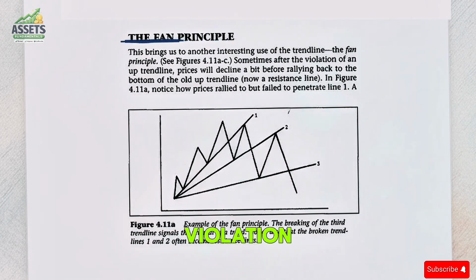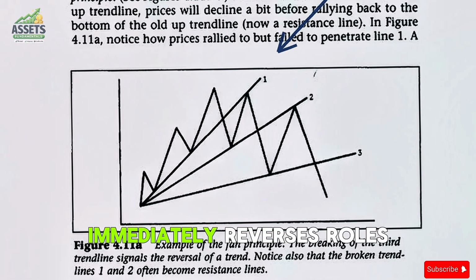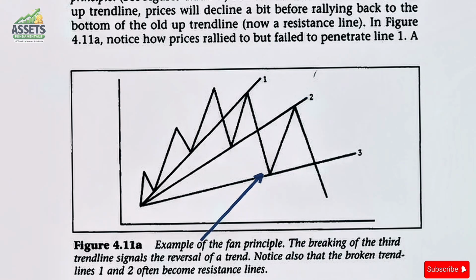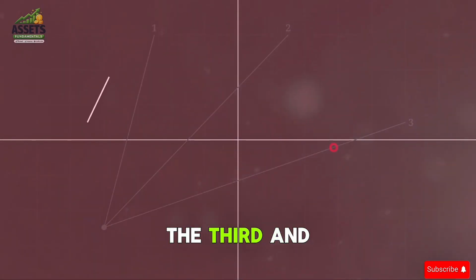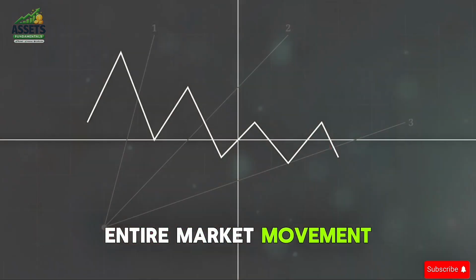Notice the initial violation. The primary steep trend line, line 1, is broken. The market slows down, and line 1 immediately reverses roles to become a resistance ceiling for the next peak. Because the market is still trying to rally, a new, shallower support vector, line 2, is established to keep the uptrend alive. Then we see the second failure. Line 2 is broken, and it too flips from support to a resistance ceiling. The drawing and subsequent breaking of the third and final line signals the structural breakdown of the entire market movement.